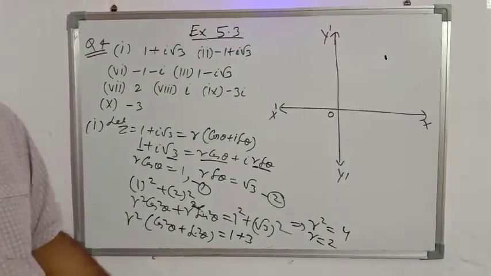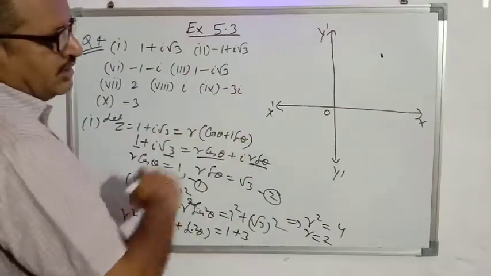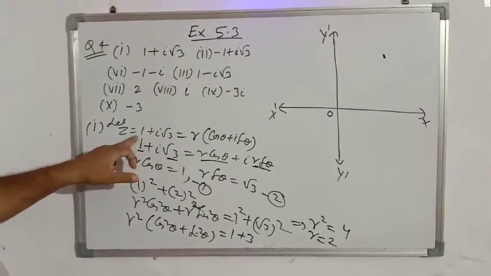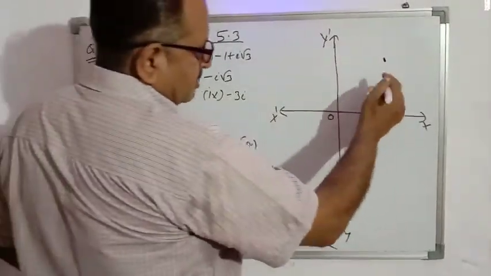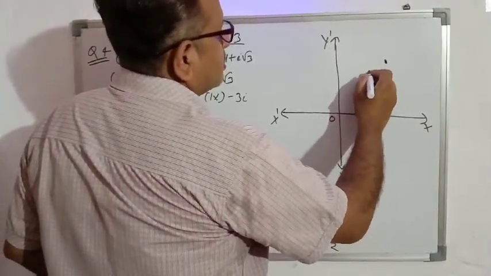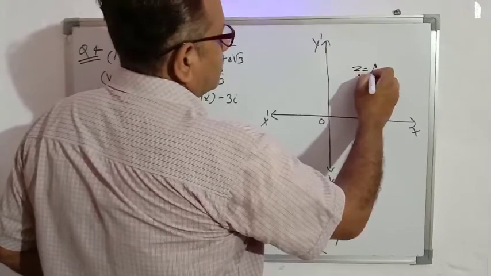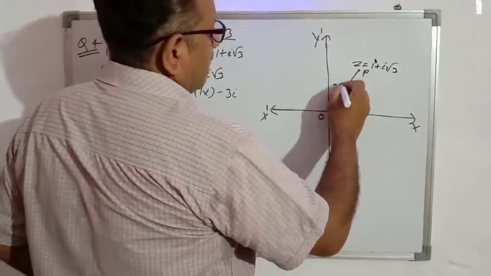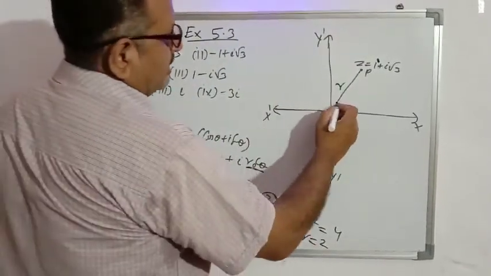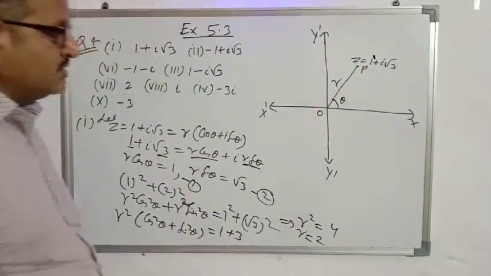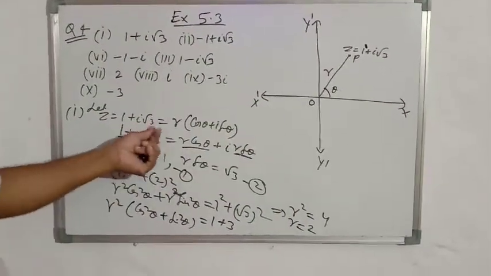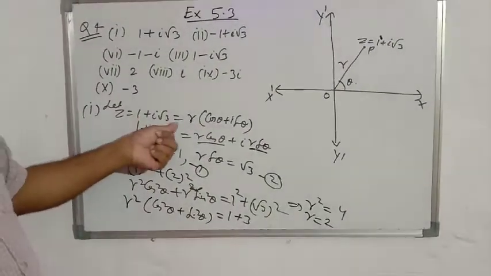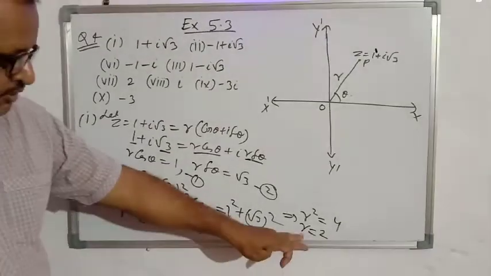Now we have to find out theta. How can we represent it in the argand plane? Here we see that x is 1 and y is root 3. Both are positive. It means it will lie in the first quadrant. So suppose z is 1 plus i root 3, this point. This is r, the value of r is 2, and this angle is theta. So this complex number lies in the first quadrant because x and y both are positive.